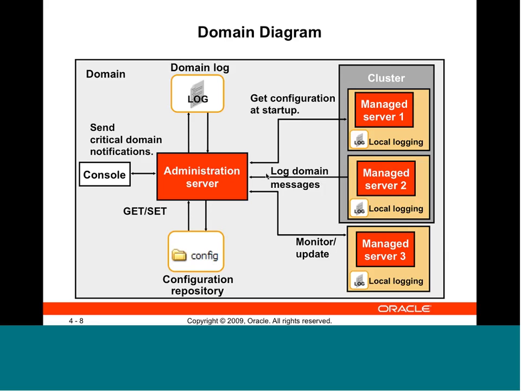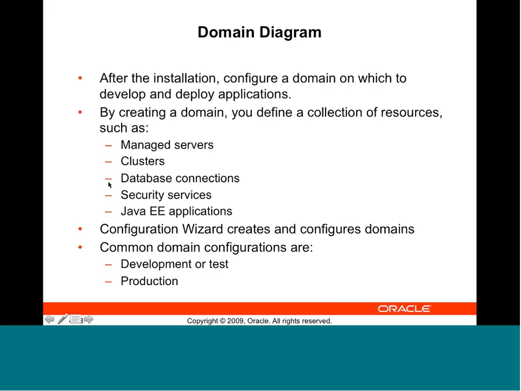Okay, fine. So now this console can be a web console. This console can also be a normal GUI console. After installation, the next task is to configure a domain, and you have to plan your domain, as I told you, by asking questions: do I need a cluster? If I need a cluster, how many managed servers will be there in that cluster? And on what boxes will those managed servers be installed?